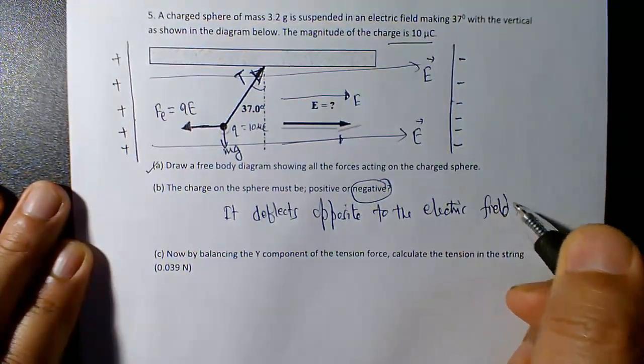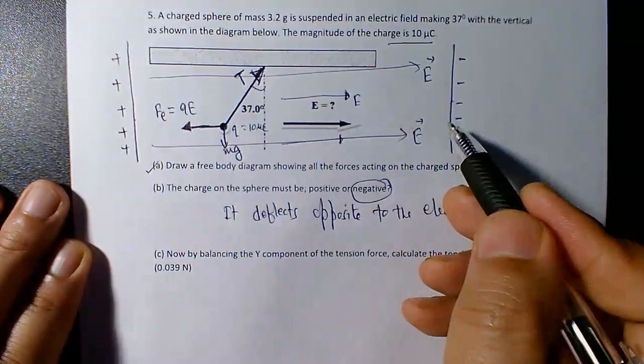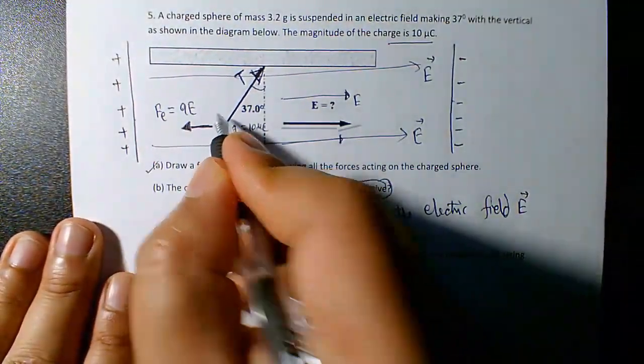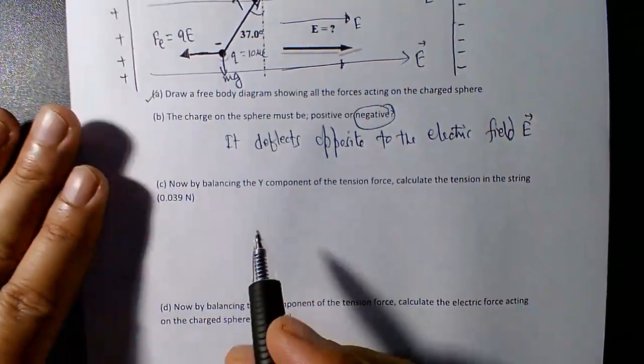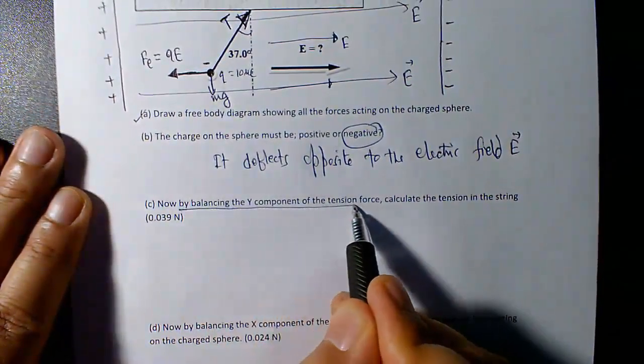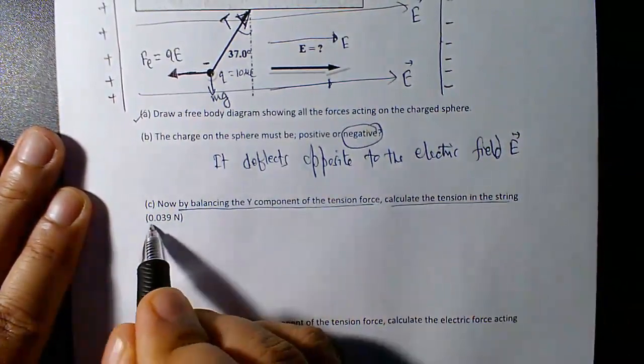That's the reason. Because the electric field points to the positive side, the deflection goes that way. That means it must be a negative charge, right? And the next question is: balancing the y component of the tension force, calculate the tension in the string.